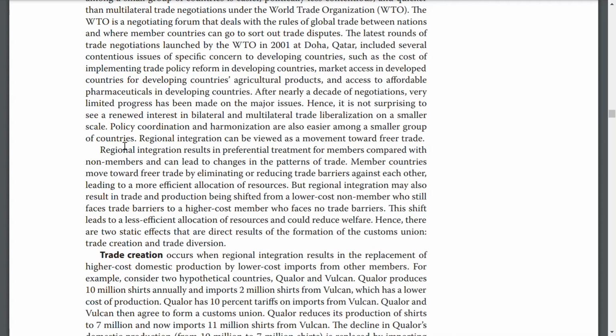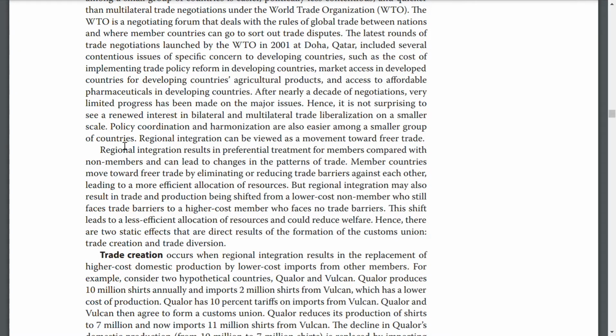After nearly a decade of negotiations, very limited progress has been made on the major issues. Hence, it is not surprising to see a renewed interest in bilateral and multilateral trade liberalization on a smaller scale. Policy coordination and harmonization are also easier among a smaller group. Regional integration results in preferential trade treatment for members compared with non-members and leads to changes in the patterns of trade.